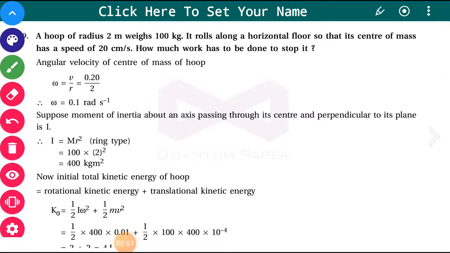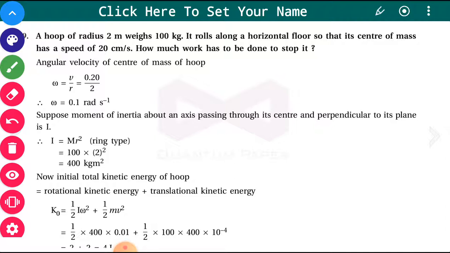Now today we shall discuss numerical 7.19. A hoop of radius 2 meter weighs 100 kg. A hoop is a kind of ring. It rolls along a horizontal floor so that its center of mass has a speed of 20 centimeter per second. So this is the linear speed. How much work has to be done to stop it?